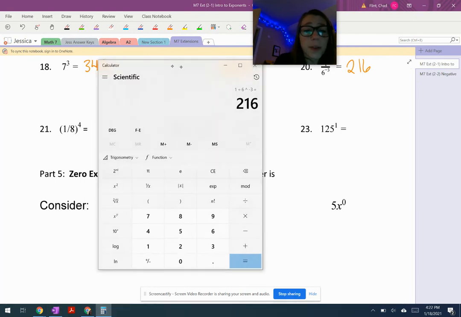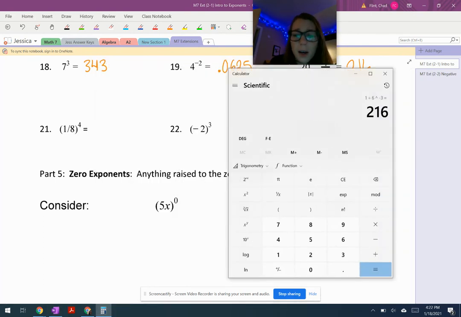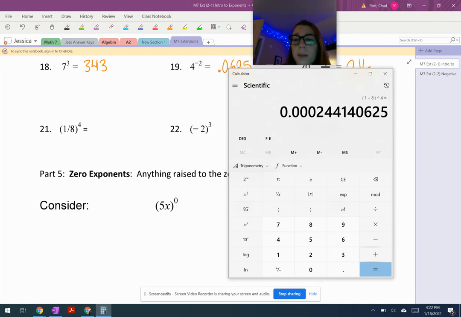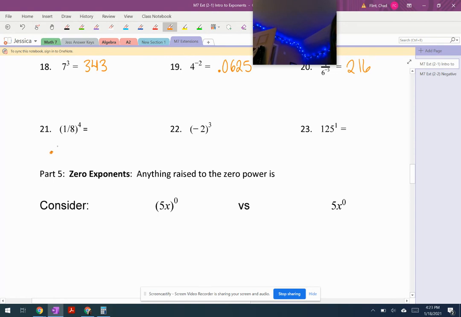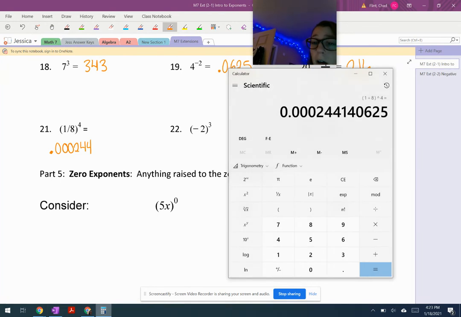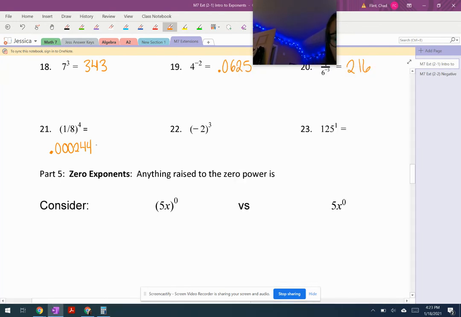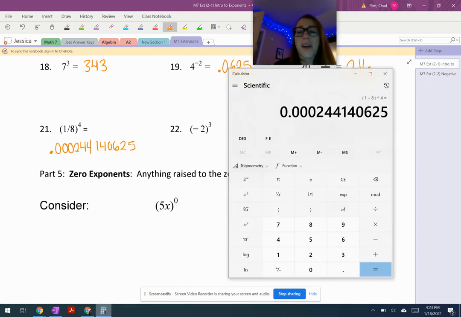Here, notice the parentheses. That makes a difference. So we're going to clear that out. We're going to do parenthesis, 1 divide 8, close parenthesis, and then we're going to caret that to the 4th power. And that's going to give us a really, really long, ugly decimal. So 0.0002441234 ... 140625. Yikes. I didn't know that was that long.